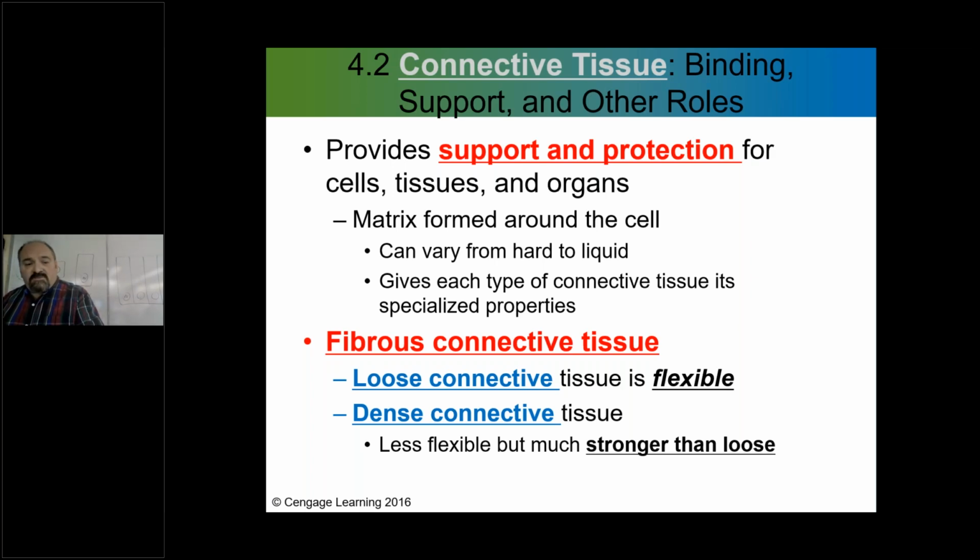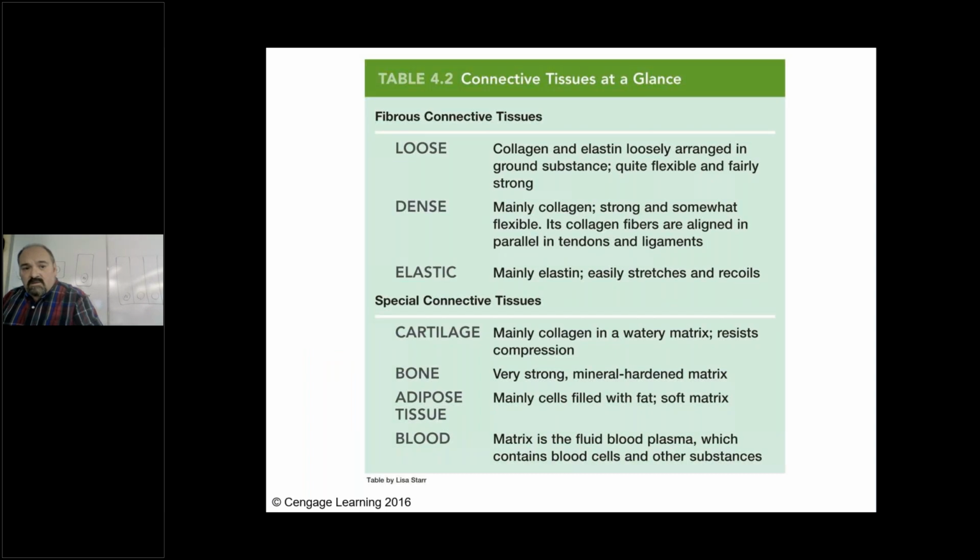So the loose type is flexible, the dense type, less flexible. We're going to see this next slide here. And you're going to see examples of what's taking place within this type of tissues. So cartilage, folks, a type of connective tissue. Bone, a type of connective tissue. Fat, also known as adipose tissue.